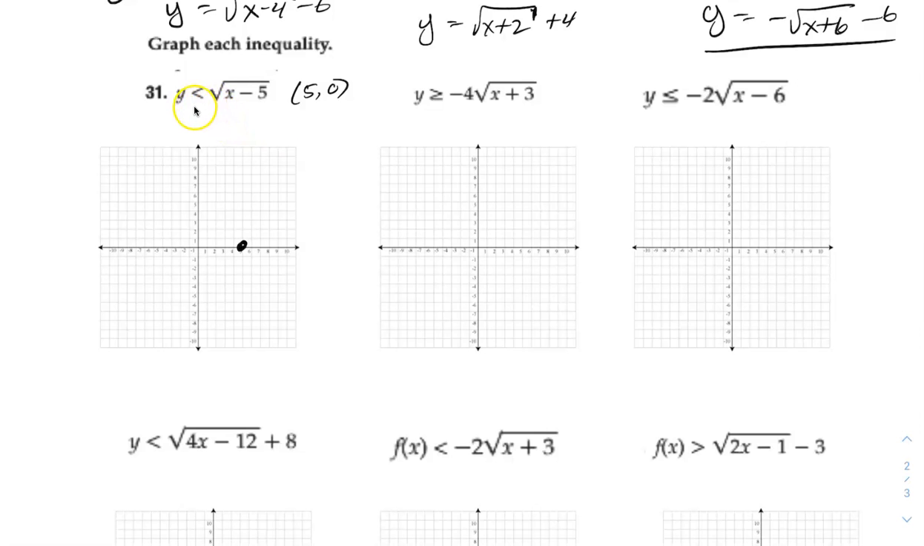You'll notice there's no line underneath it, so it's a dotted line. It's a normal graph. It looks like this. This is a sketch. And it's less than, looks like an L. So we're going to shade below.